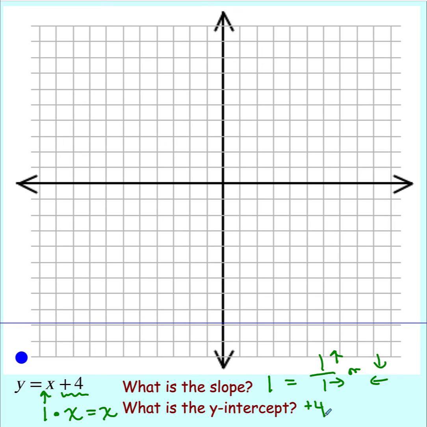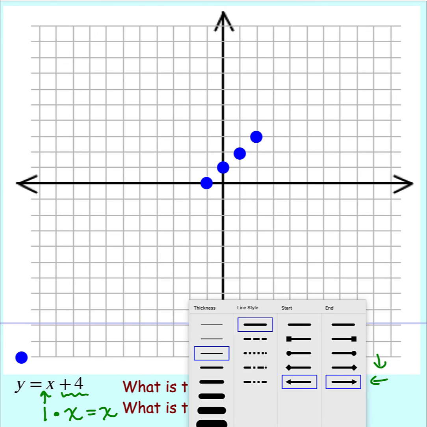Okay, so step 1, graph the y-intercept. So on the y-axis, go to positive 4, which is right here. And then using our slope, we're going to go up 1, right 1. Up 1, right 1. Or I could go down 1, left 1. They're all lined up, so I'm ready to go ahead and graph.